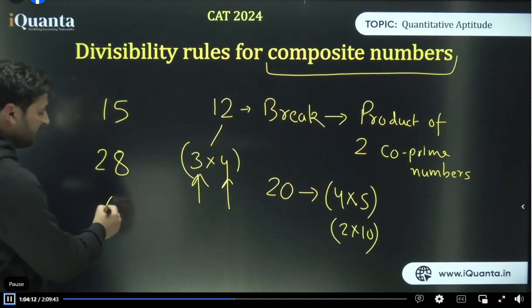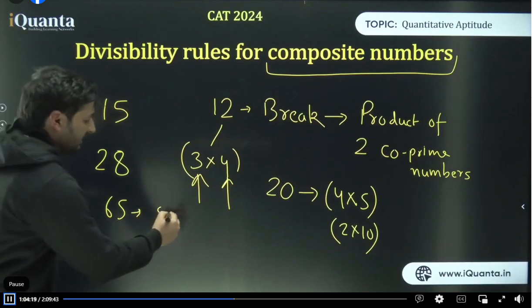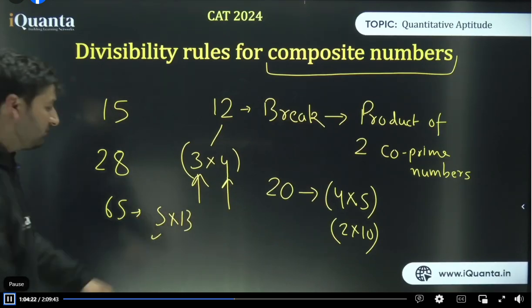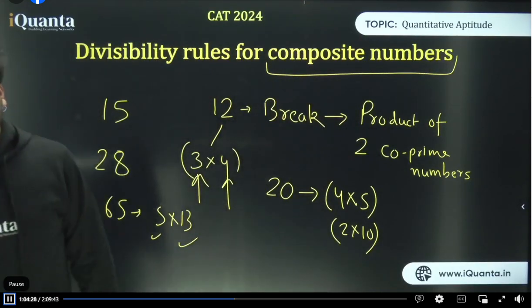अब जैसे अगर मैं आपसे पूछता हूं 65 का बताओ, 65 को break it into product of two coprimes, so you will directly say 5 and 13. यानी कि अगर कोई नंबर 5 से भी डिविजिबल है and 13 से भी डिविजिबल है, that means वो 65 से भी डिविजिबल होगा, ठीक है? That's all I wanted to say. Is this concept clear or not?